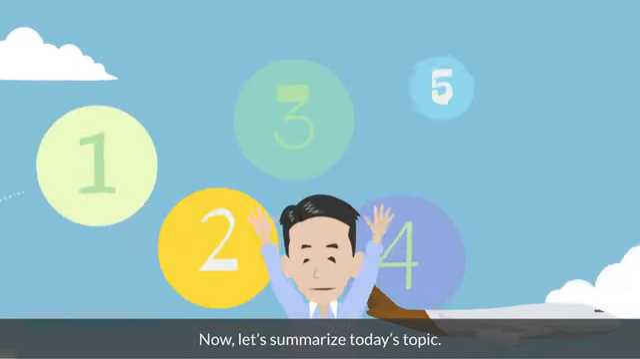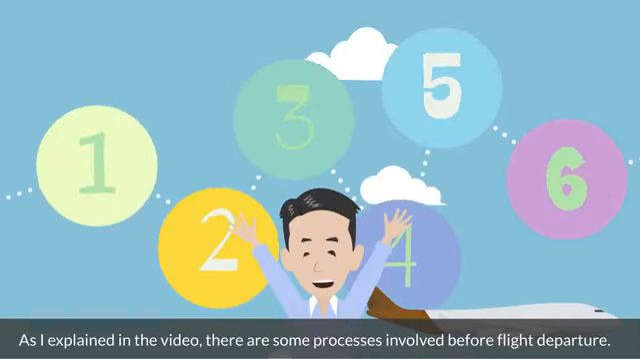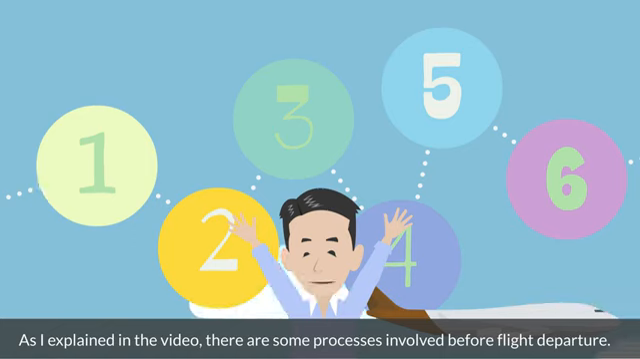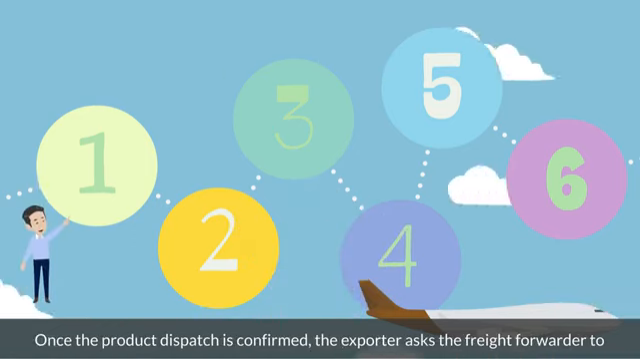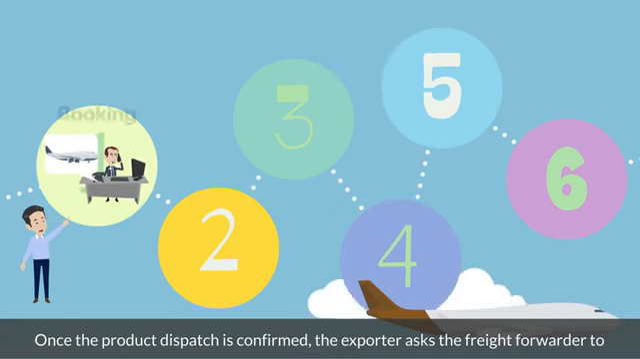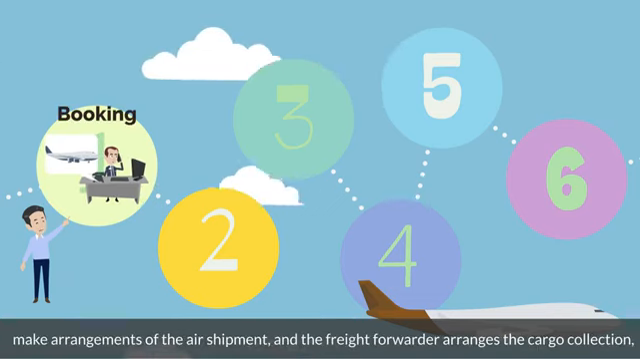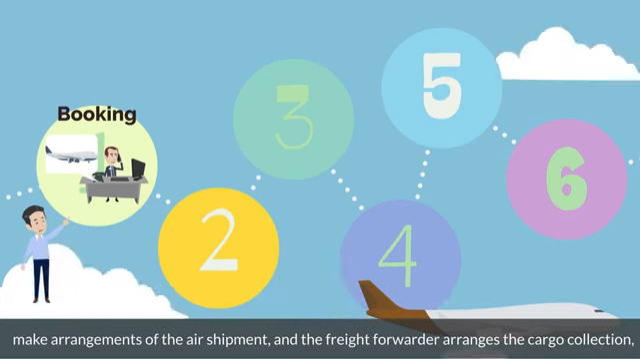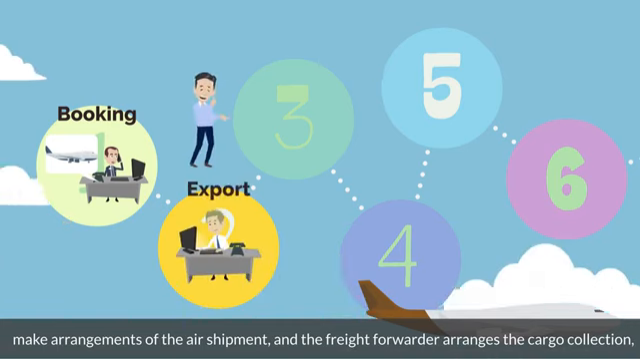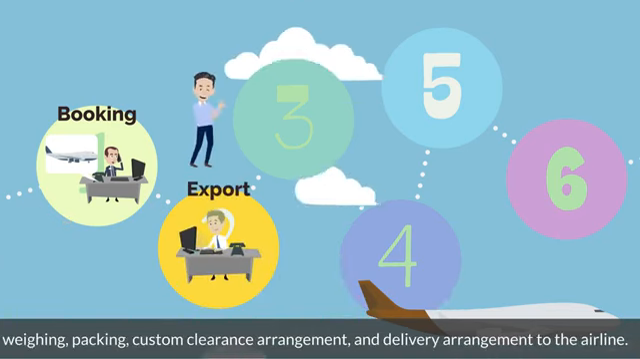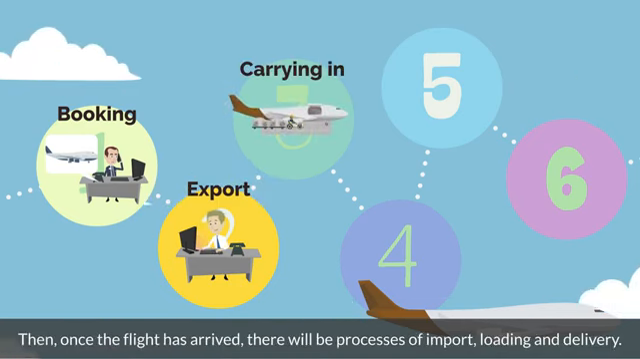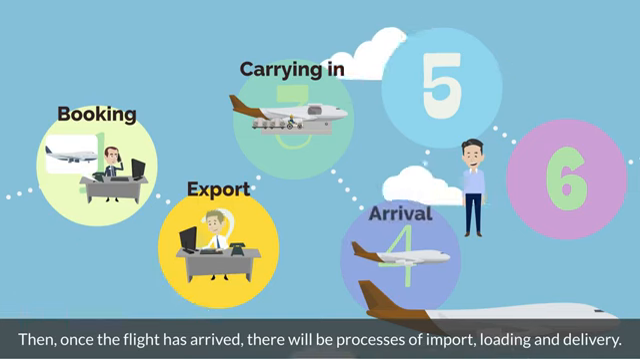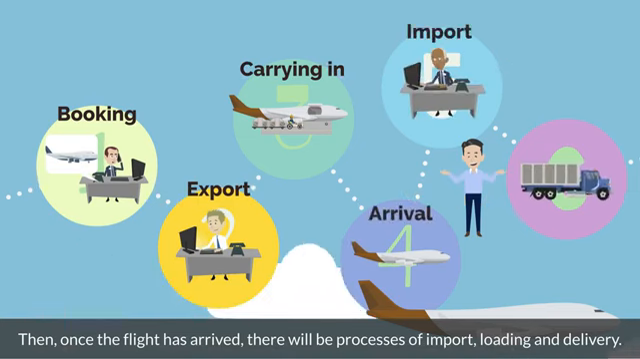Now, let's summarize today's topic. As I explained in the video, there are some processes involved before flight departure. Once the product dispatch is confirmed, the exporter asks the freight forwarder to make arrangements of the air shipment, and the freight forwarder arranges the cargo collection, weighing, packing, custom clearance arrangement, and delivery arrangement to the airline. Then, once the flight has arrived, there will be processes of import, loading and delivery.